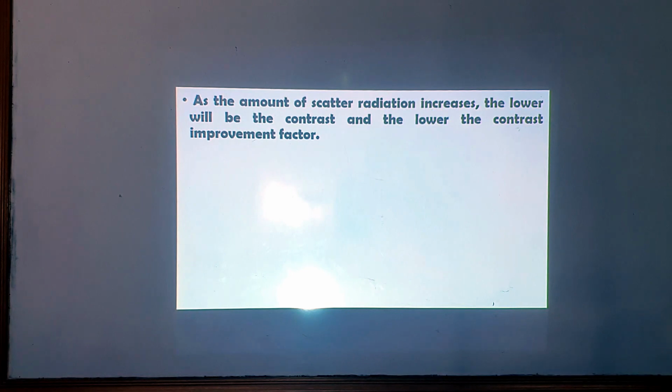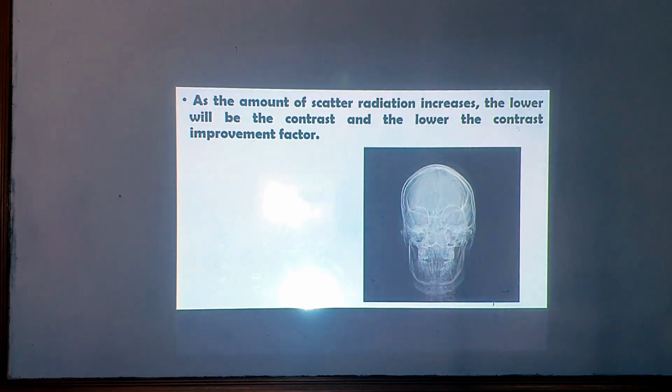As the amount of scatter radiation increases, the lower will be the contrast and the lower the contrast improvement factor, right? As the amount of scatter radiation increases, so there is an increase in your scatter radiation, the lower will be the contrast, and the lower will be the contrast improvement factor.